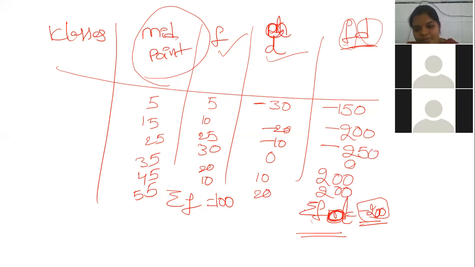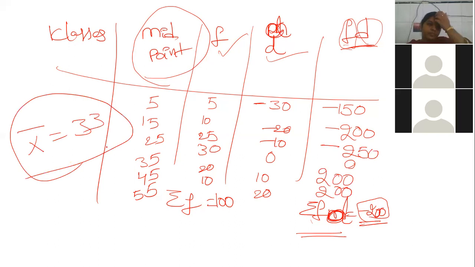Ma'am, X bar is 33. Yes, good. X bar is 33. This is the answer. Just correct it, all of you. Just pay attention while calculating whether it will be minus or plus. That is the confusion, right? So you may vary your answers.